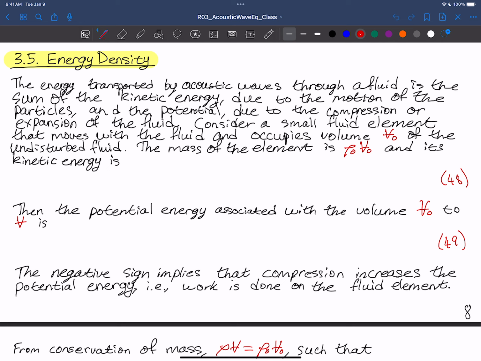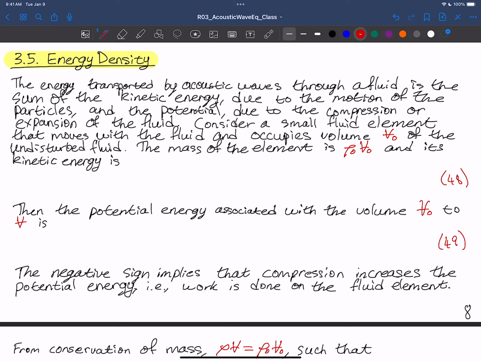In this video, we're going to go through a discussion of what the energy density is associated with acoustic waves. The energy transported by acoustic waves through a fluid consists of two parts. The first is the kinetic energy that is caused by the motion of the particles themselves, and the second is the potential energy due to the compression or the expansion of the fluid itself.